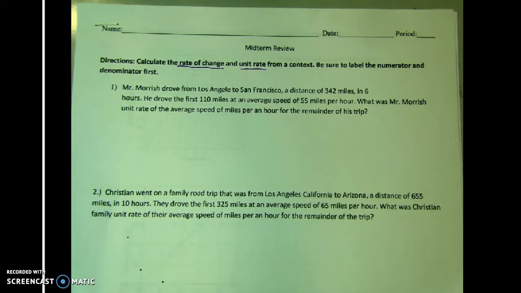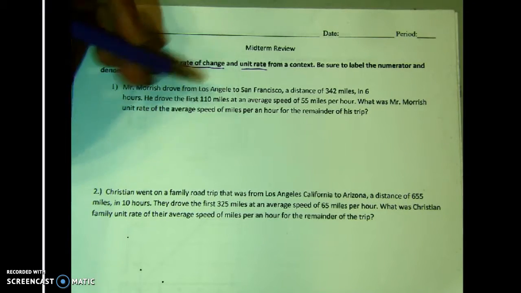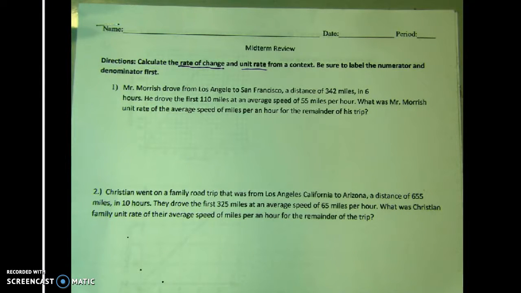So Mr. Morris drove from Los Angeles to San Francisco, a distance of 342 miles in 6 hours. He drove the first 110 miles at an average speed of 55 miles per hour. What was Mr. Morris's unit rate of the average speed of miles per hour for the remainder of the trip?